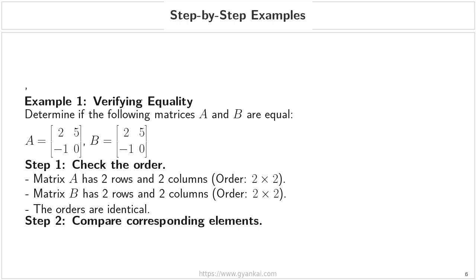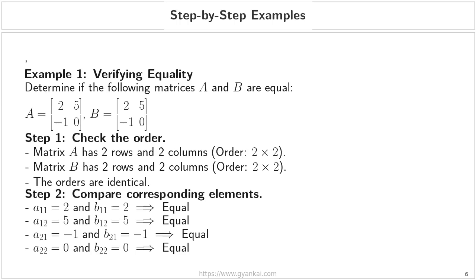Next, we proceed to step 2, comparing the corresponding elements. We must ensure that every single element in matrix A matches the element in the exact same position in matrix B. Starting with the first row and first column, both matrices have the value 2. Moving to the first row and second column, both have the value 5. In the second row and first column, both contain -1. Finally, in the second row and second column, both contain 0.